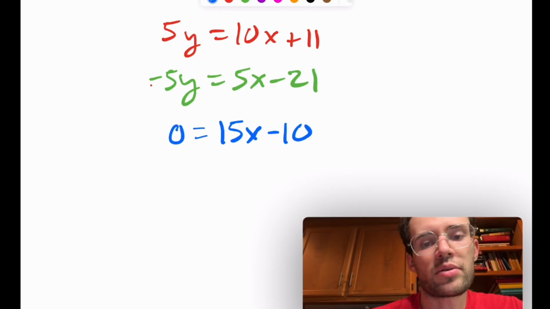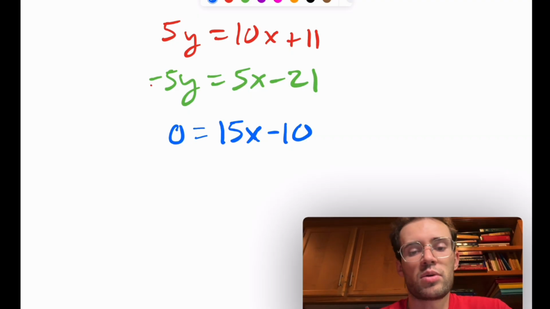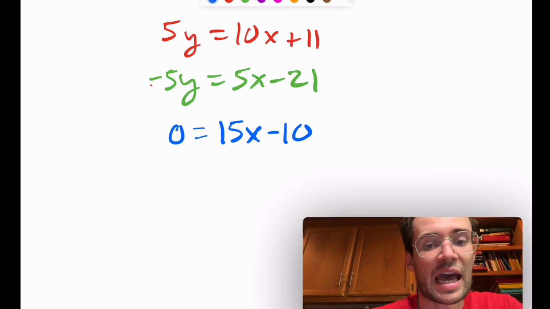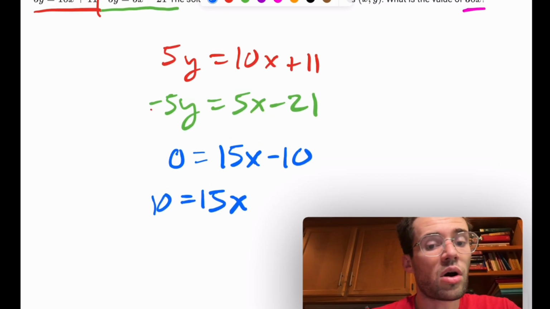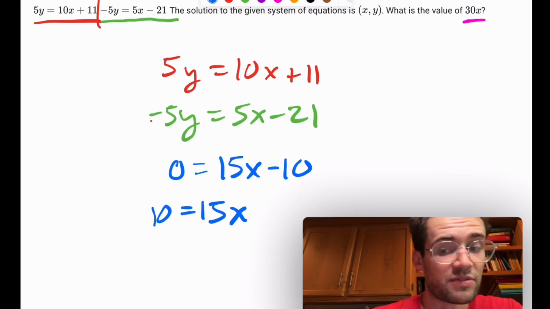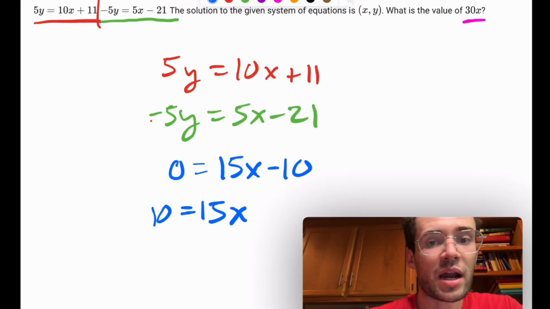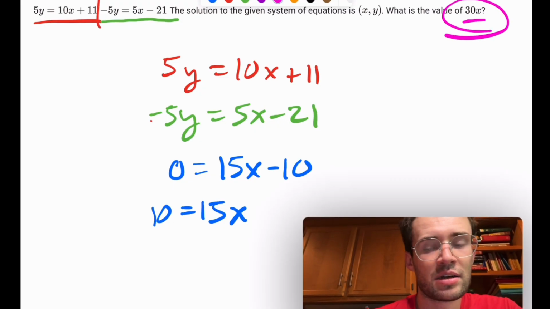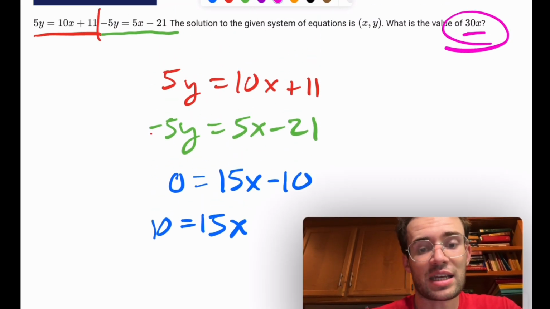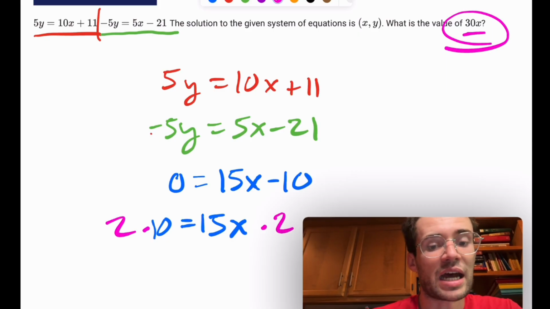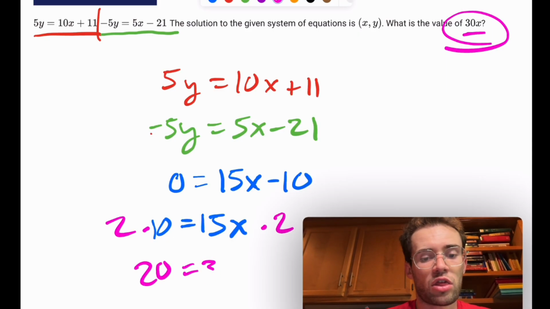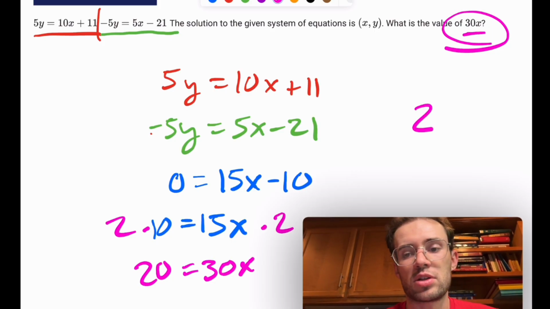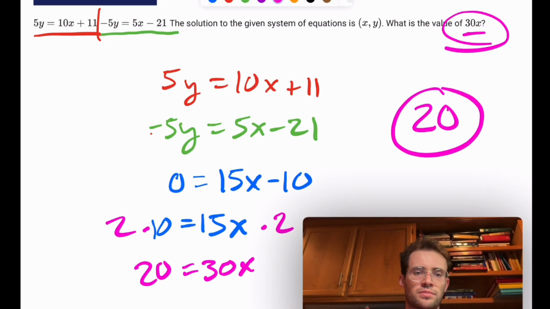So we get 0 equals 15x minus 10, which means that 15x and 10 are the same, or we could just add 10 to both sides. We get 10 equals 15x. From there, you could go, all right, if I want to find x, I'll divide both sides by 15. But remember, we're not looking for x, we're looking for 30x. So we just ask, what do you have to do to 15x to get 30x? You have to double it, so double both sides. Whatever you do to one side, you have to do to the other side. 10 times 2 will be 20. So that means that 30x is equal to 20, which will be our answer. And that's the last question.